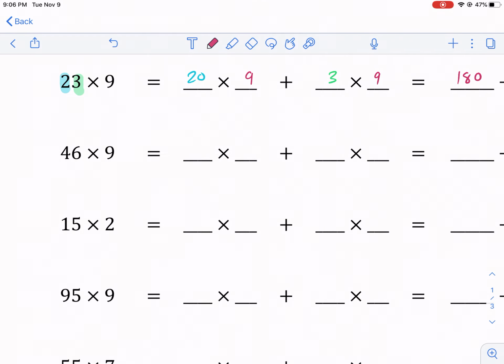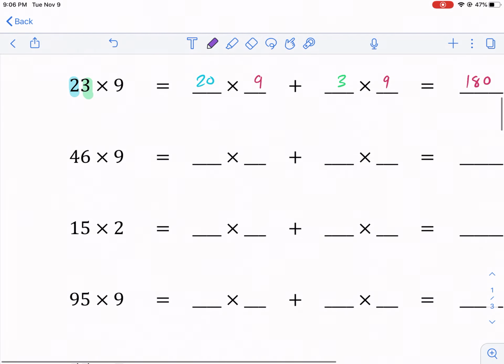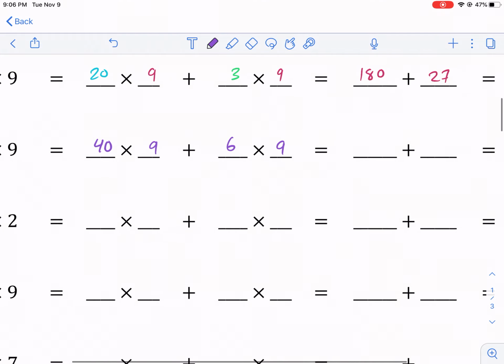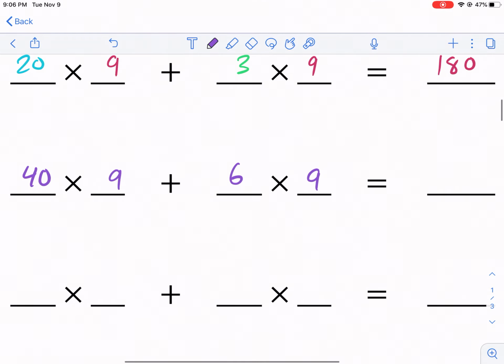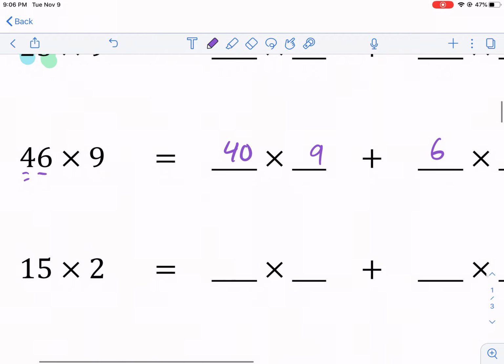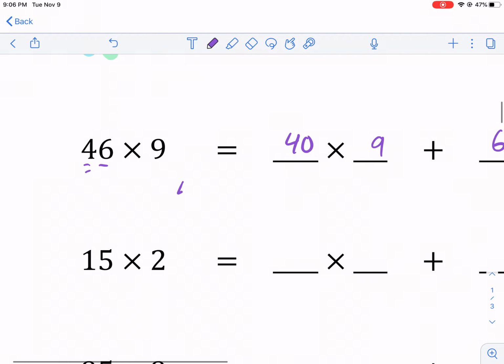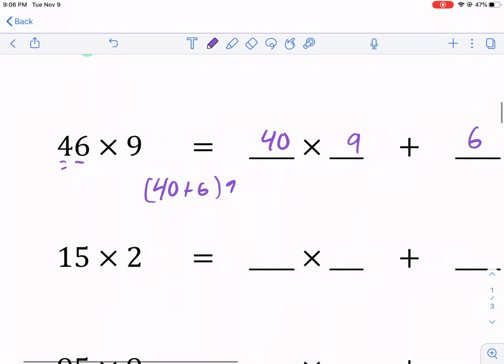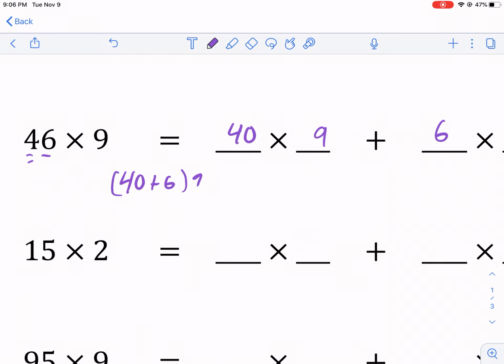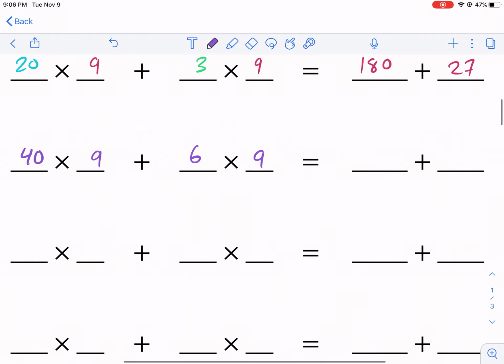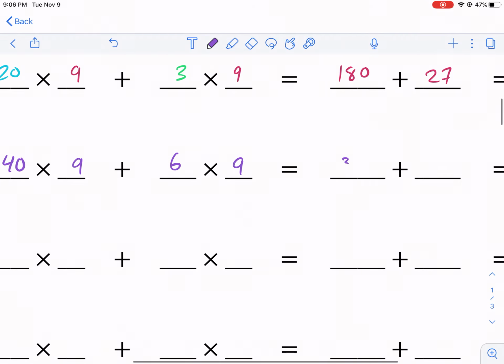So I'm going to change to purple because you guys are probably not going to be able to change colors like this. So our tens place is here, that's 40. And our ones place is here, and that's 6. We're multiplying both these numbers by 9. So we have 40 times 9 plus, because this is when we have 40 plus 6, that's the same thing there, and we multiply that by 9, we're going to keep that plus sign the same. Okay, that's distributive property.